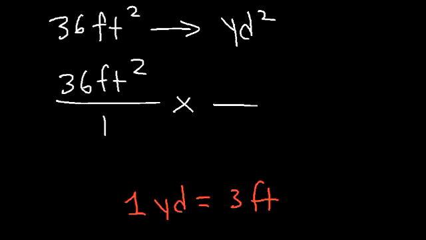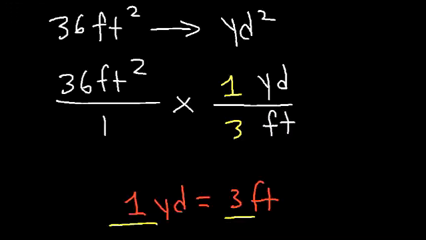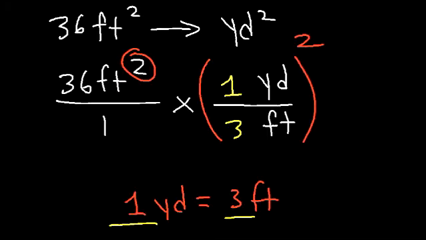So we're going to put the units feet on the bottom because we have feet on top, and we're going to put the units yards on top. And the number that's associated with feet is 3, and the number that's next to yards is 1. Now notice that we have a square. So what we're going to do is we're going to square this equation. So 3 squared is 9. 36 divided by 9 is 4. So it's 4 square yards.